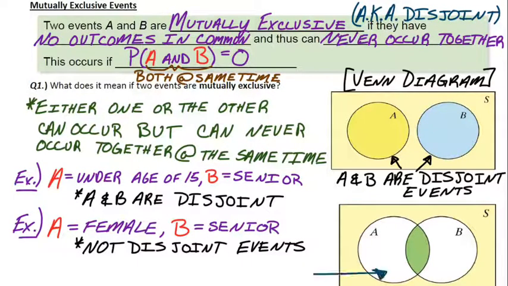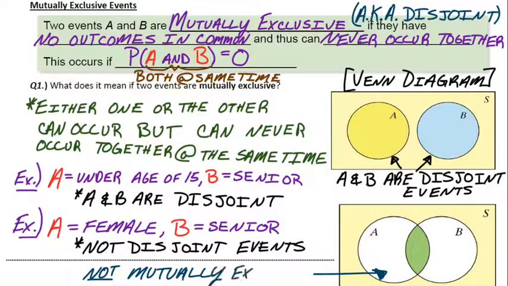And so that's like this Venn diagram here. So if they're not mutually exclusive, they have some events in common that occur at the same time. Then you see the overlap. So this would be a representation of two events that are not disjoint.